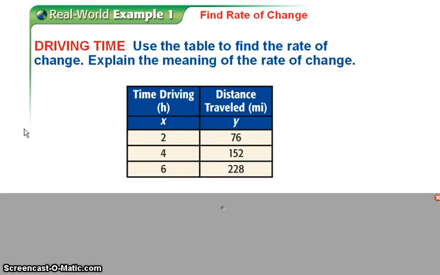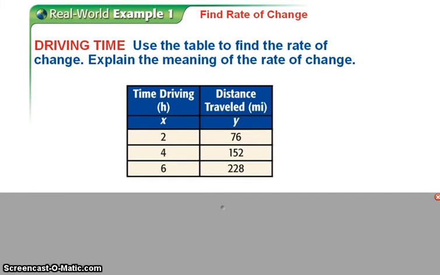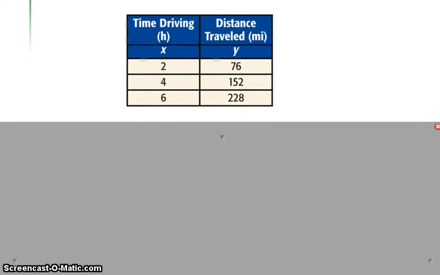Let's look at our first example. Use the table to find the rate of change. Explain the meaning of the rate of change. Okay, so here's our table. We have time driving in hours and the distance traveled in miles. So after traveling 2 hours, you have gone 76 miles. After traveling 4 hours, you go 152 miles. And after traveling 6 hours, you've traveled 228 miles. So how do we express this as a rate of change?